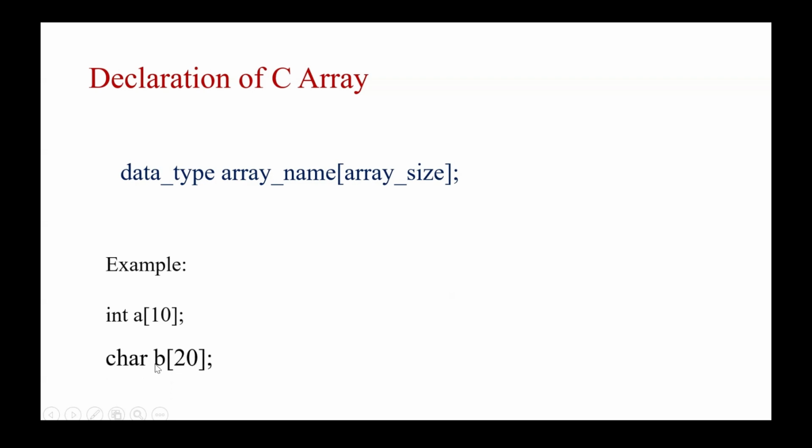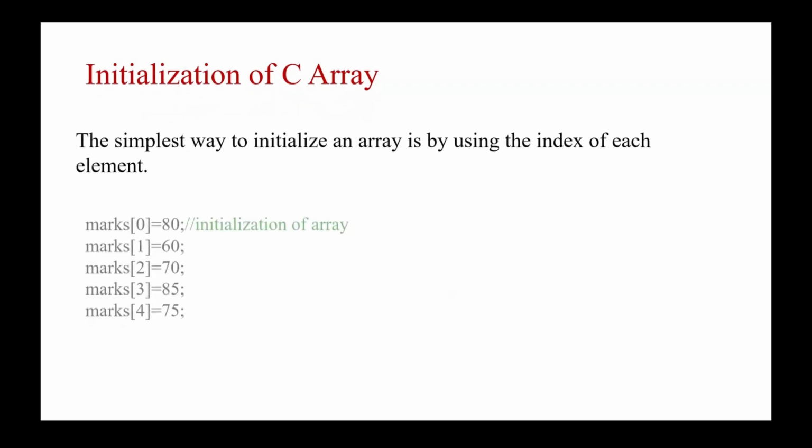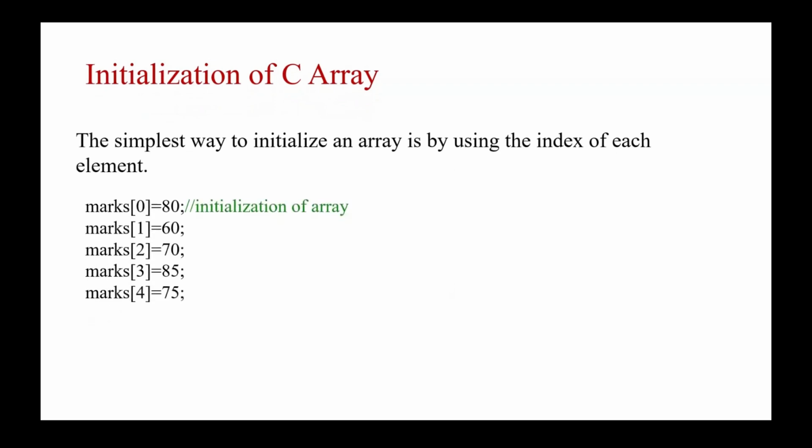Next example, char b[20]. Here b is the name of the array, which is going to store only character values, and it can store a maximum of 20 characters. More than that is not possible. So this is called a declaration. Whenever we declare an array, at that time memory allocation is done. Then initialization: we declared, but we have not stored the value. So how to store the value? With the help of the index, we are able to store.